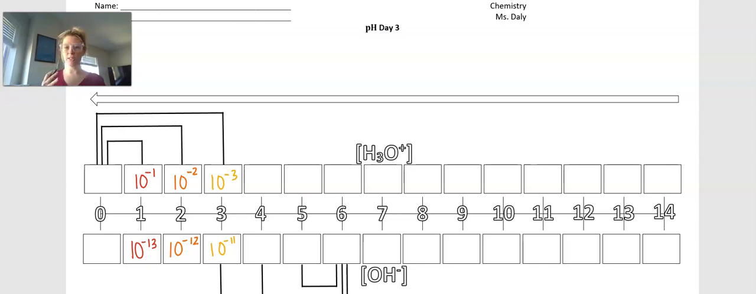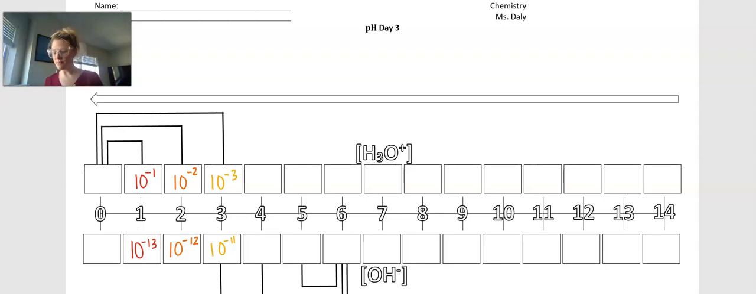Now, something I want to quickly show you guys: as we go from 0 to 14 up our pH scale, notice that our hydronium is becoming less and less concentrated, and our hydroxide is becoming more and more concentrated. I know that sometimes this is really hard to wrap your head around, because the exponent values are getting bigger for H3O+, we sometimes start to think that it's increasing, but 10 to the negative 1 is actually larger than 10 to the negative 3.